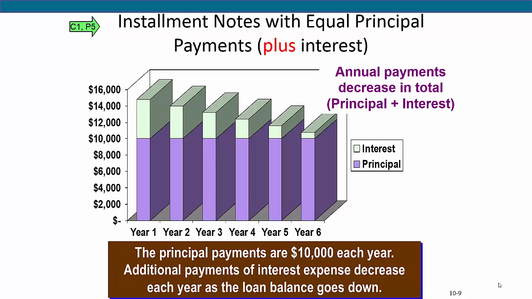In cases where payments include equal principal payments, the amount of cash paid each period decreases as interest expense also decreases.